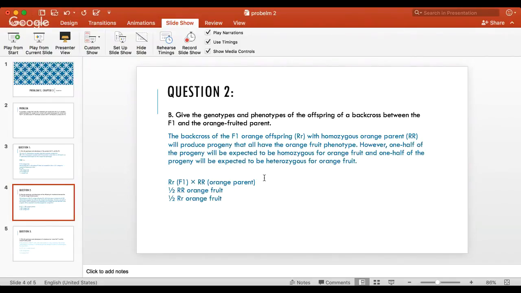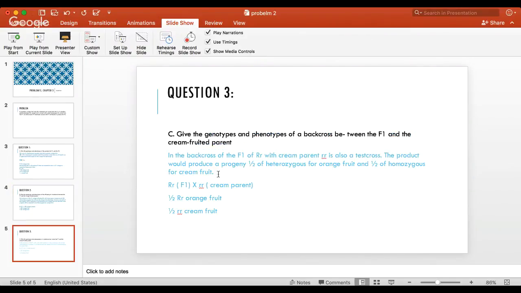However, 1/2 of the progeny will be expected to be homozygous for orange, and 1/2 will be expected to be heterozygous for orange. So that means you have the F1, which is the big R and the little r, with the orange fruit, crossed with the parent that would be just 2 big R's. And if you cross that, you would have 1/2 dominant of just orange, but then you would also have 1/2 also dominant with orange, but it would have a little r.